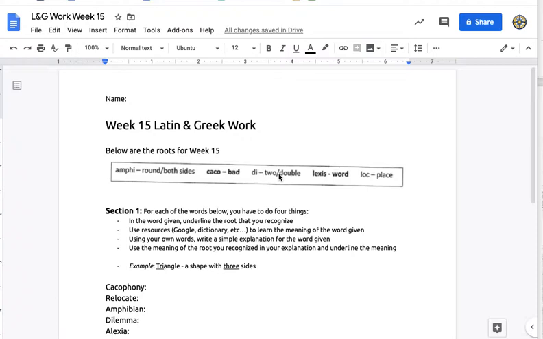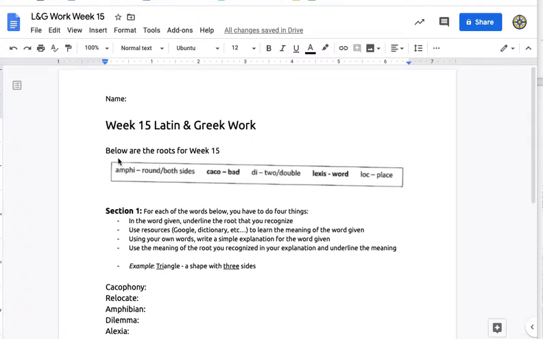So the first thing in front of you is the Latin and Greek work for week 15. And I'm showing you this document because you're going to have a few of these coming at you, one every week or one every other week, depending on what rotation works best for us. And this is where you learn and practice the assignment or the roots.